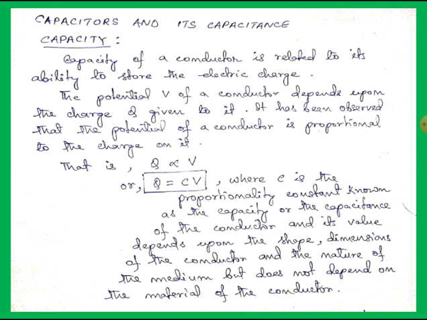But capacitance is independent of the material of the conductor, whether you have a copper capacitor, iron capacitor or silver capacitor. It is immaterial, so it doesn't depend upon the nature of the material of the conductor. It depends only on shape, dimension, and the nature of the medium, right?